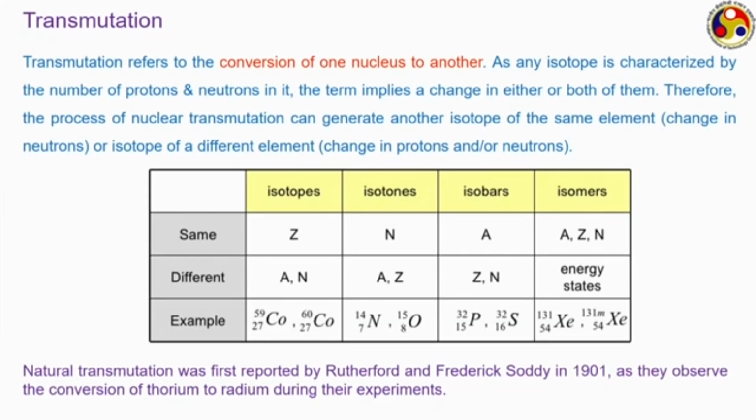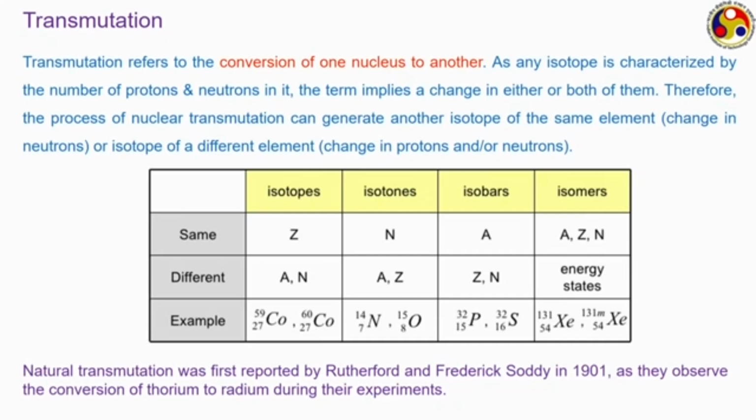And now we have a new term, that is transmutation. Transmutation refers to the conversion of one nucleus to another, that is by the radioactive reaction, whenever one parent nucleus gets converted to a daughter nucleus, that particular phenomenon we term as transmutation.